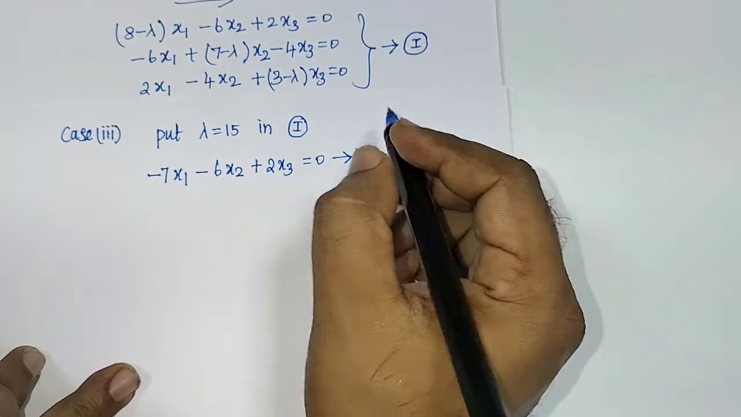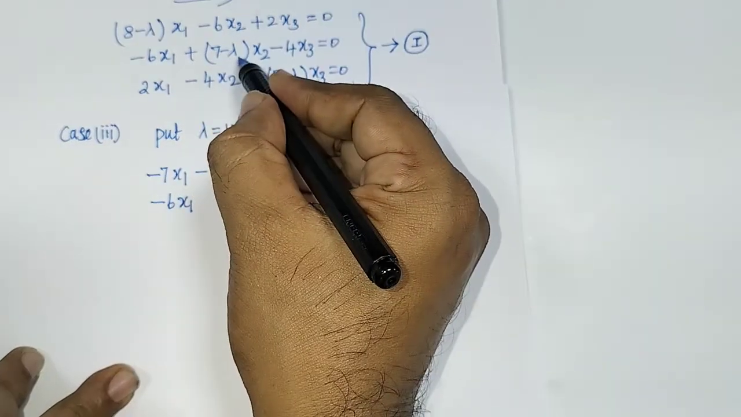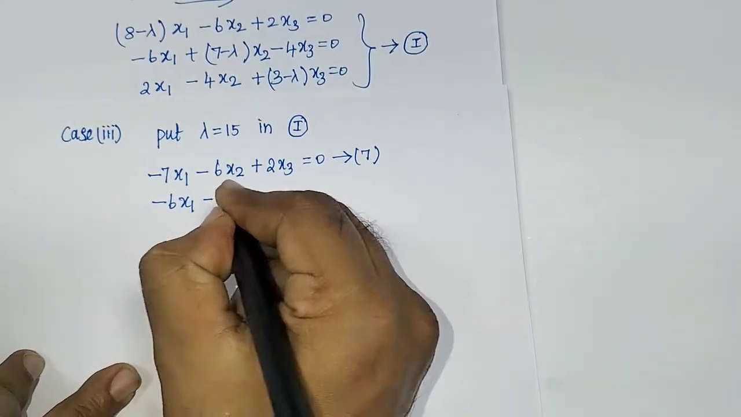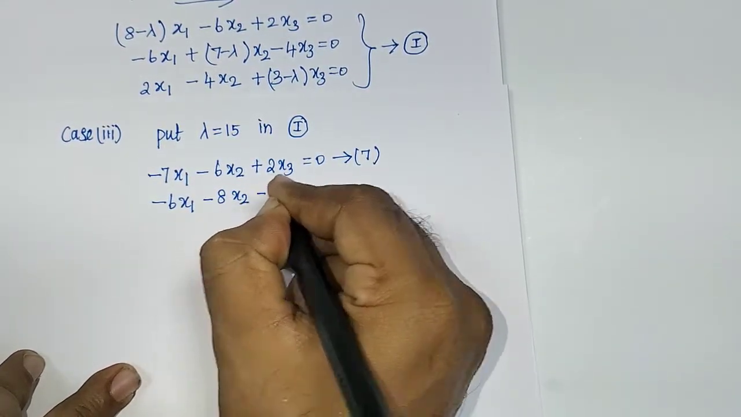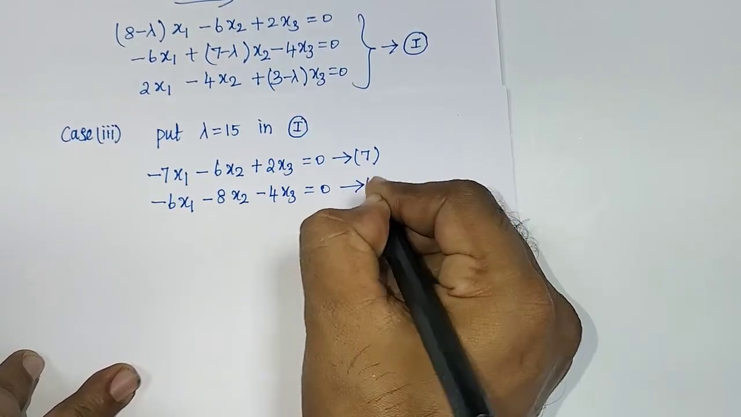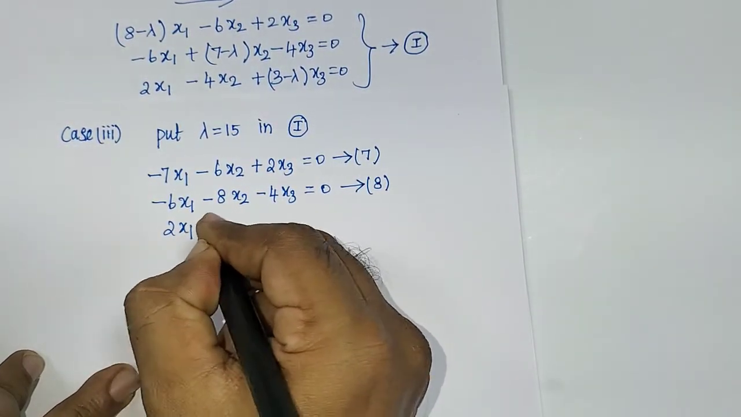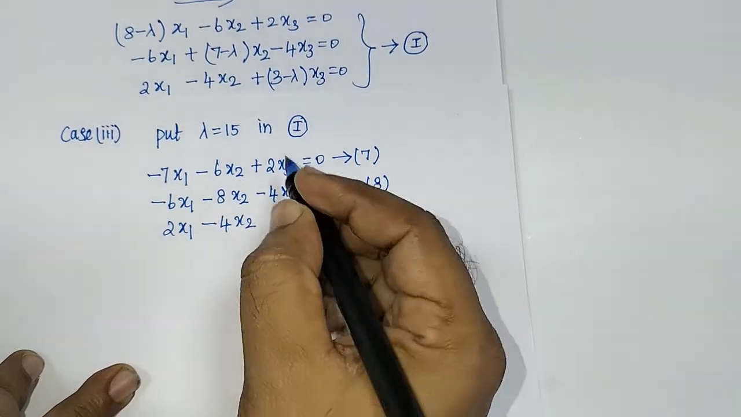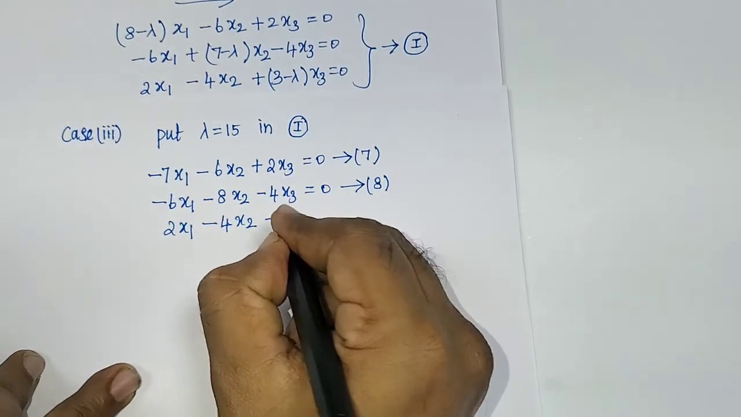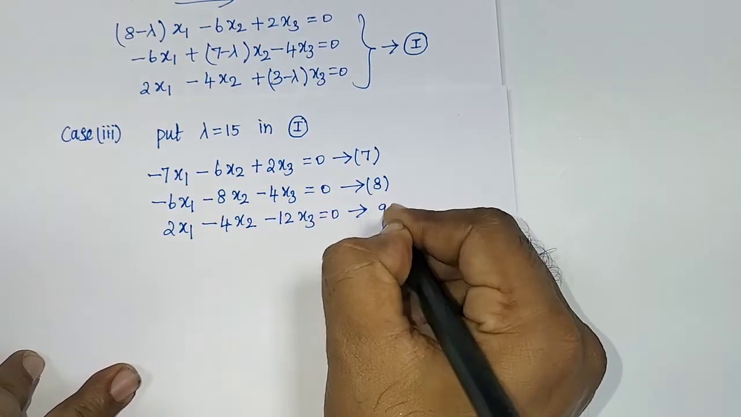And the second equation I am writing minus 6 x1. Here I am substituting lambda is equal to 15. That means I will get minus 8 into x2 minus 4 x3 is equal to 0, which is equation number 8. And the third equation I am writing 2x1 minus 4x2. Here we can substitute lambda is equal to 15. 3 minus 15, we will get minus 12 x3 equal to 0, which is equation number 9.